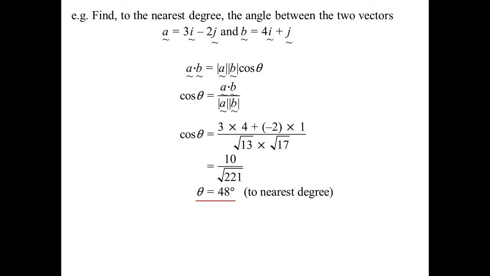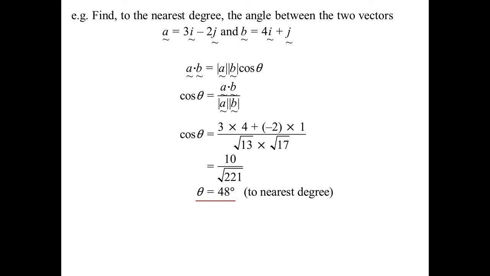Find to the nearest degree the angle between these two vectors. Okay, remember A dot B we now know is the magnitude of A times the magnitude of B cosine theta. Here we go, this is where I rearrange it, just like the cosine rule. Cos theta is A dot B over the magnitude of A, magnitude of B. So subbing all that in.